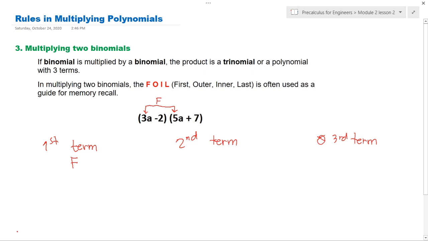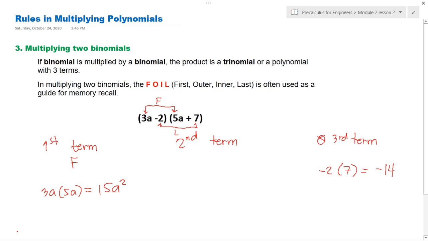So, 3a times 5a. The resulting answer is 15a squared. Unahin lang natin yung last. So, yung last is ito. L. So, this is just the product of negative 2 times 7, which is equal to negative 14.